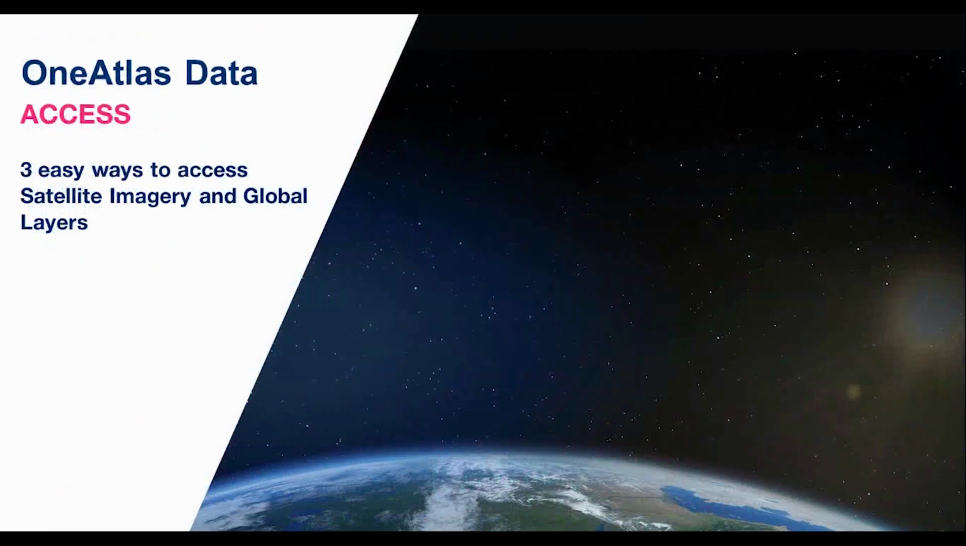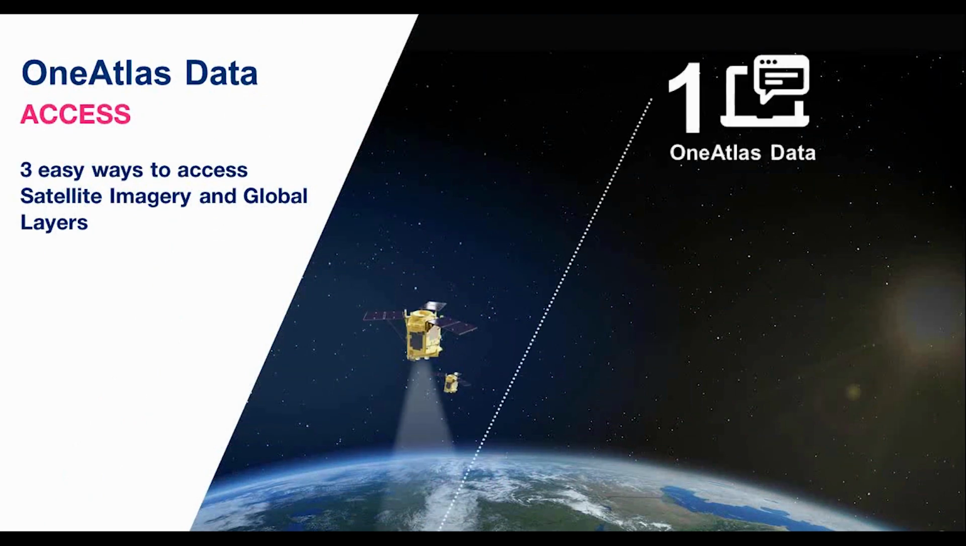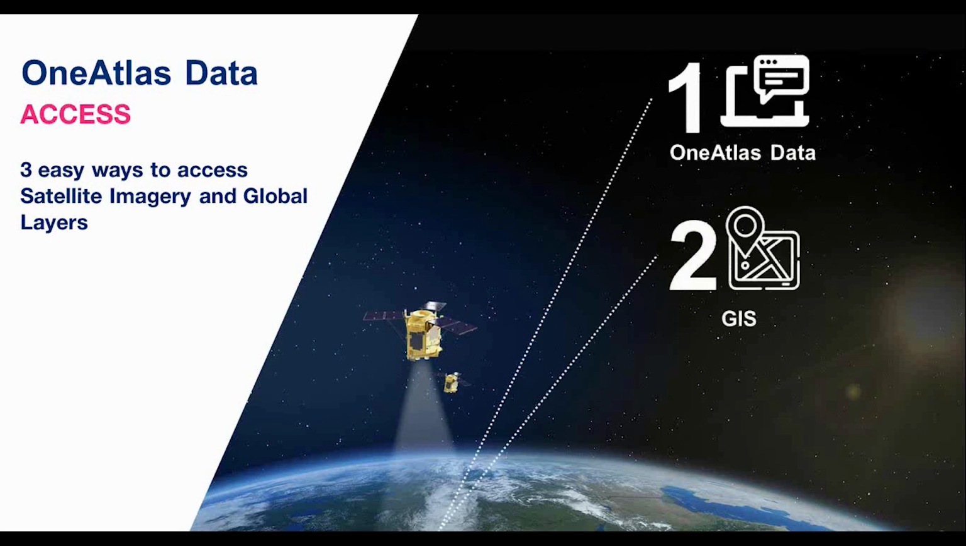So now that you know what is in OneAtlas data, what are the capabilities you can access, let's have a look at how we can access those. So first, you can access it through our web user interface, OneAtlas data. You can as well access it through GIS software or directly through APIs.